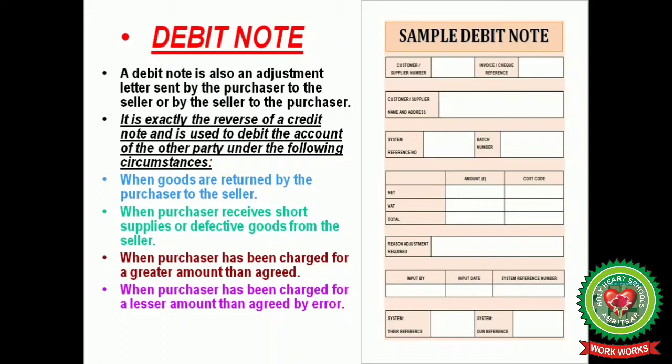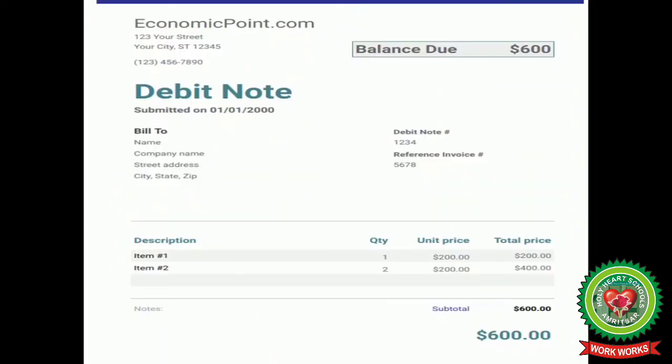Like when goods are returned by the purchaser to the seller, when the purchaser receives short supplies or defective goods from the seller, when the purchaser has been charged for a greater amount than agreed, when the purchaser has been charged for a lesser amount than agreed by error. So this is called a debit note. Means an amount that is charged more than the actual or less than the actual.